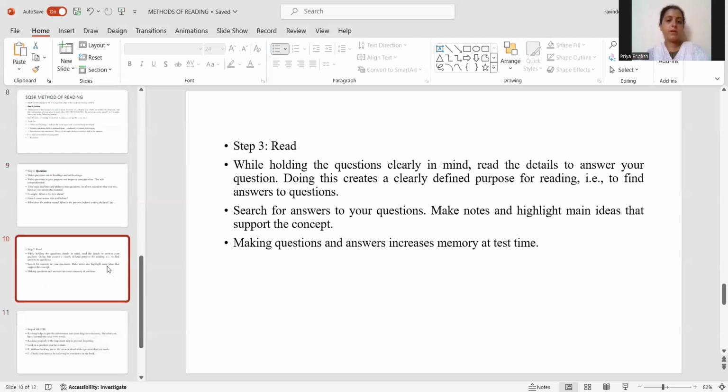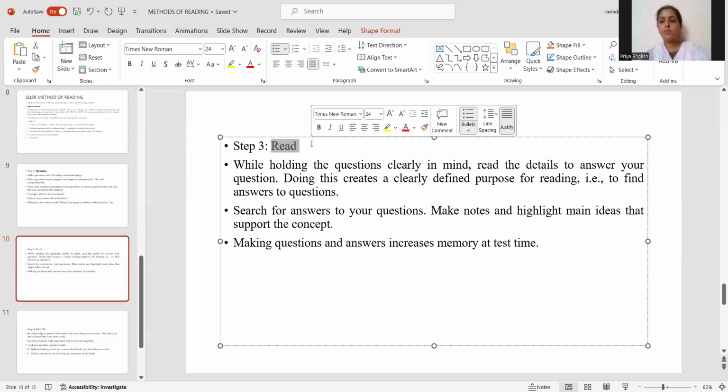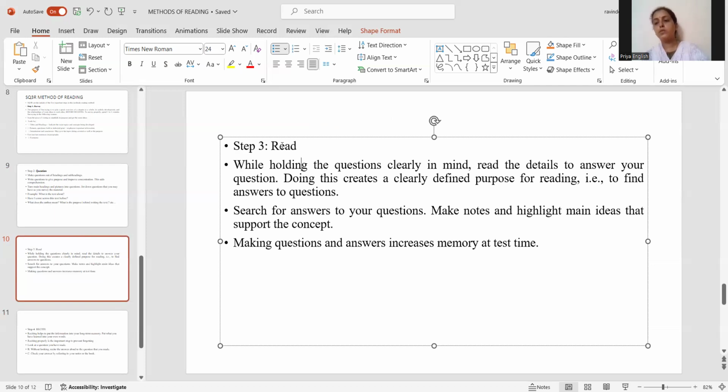Next step will be reading. This is another important step wherein first you have done the surveying of the text. Next, you have done the questioning part, wherein you have created questions for yourself regarding the topics, including the subheadings, headings, topic sentences, and main ideas. Next, you're going to read that particular text while holding those questions, which you have framed before, in your mind, so that as you read, you are going to answer the questions which are there in your mind.